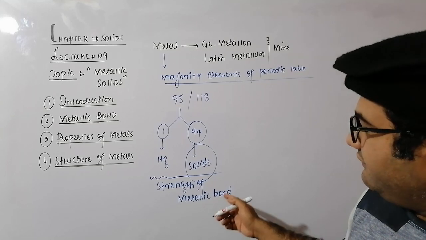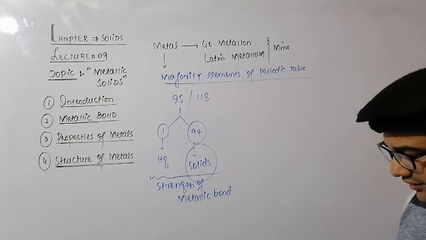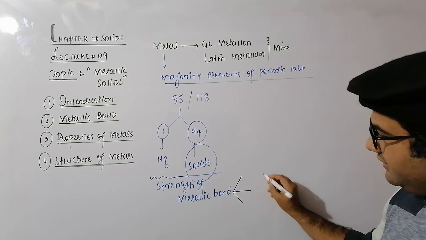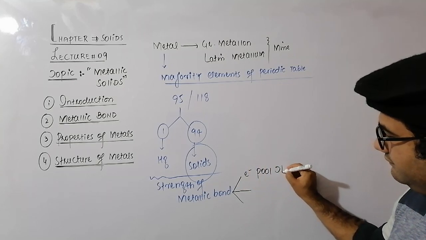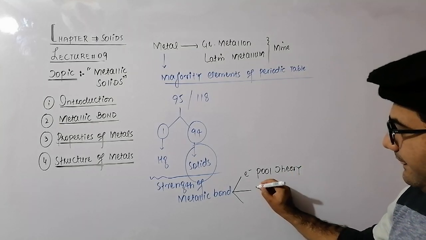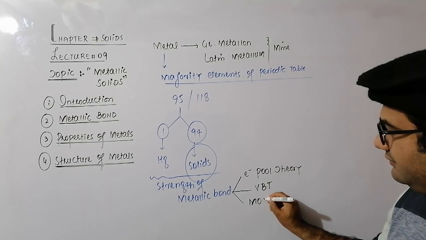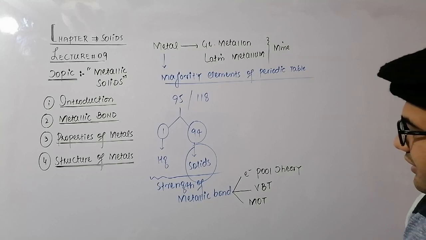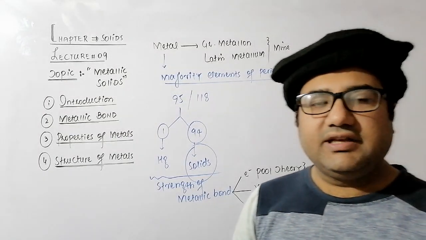Next one is, what is actually the metallic bond? Now the metallic bond is explained by three theories: electron pool theory or electron sea theory, second one VBT, and third one MOT. In this particular lecture, we are going to discuss these two theories, electron pool theory and VBT.